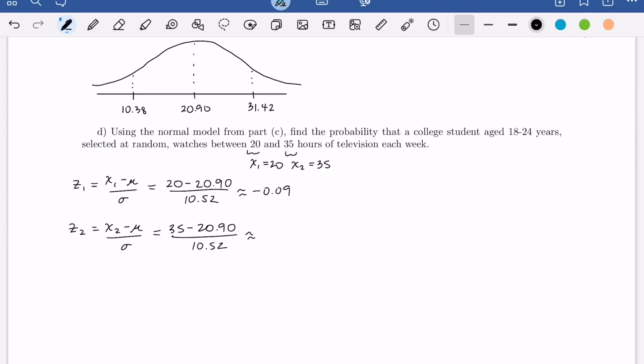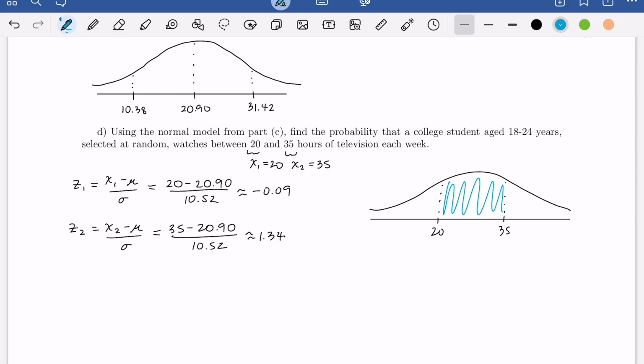This is going to give us approximately 1.34. Okay, so just like we saw in the last video, let's do our normal curve again. So let's say this is 20 and this is 35 hours of TV watched. We want to find everything in this interval here.